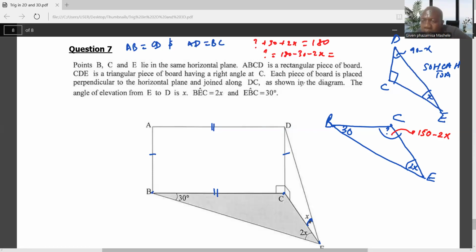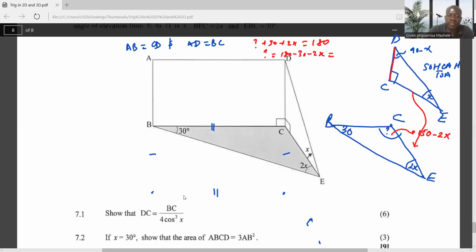Let's identify a common side here. Okay, let's check. DC is in this triangle, but it's not in here. CE is common. So it means this is the most important side that we have to use. Okay, what is the first question now? The first question says, show that DC equals BC over 4 cos squared x.